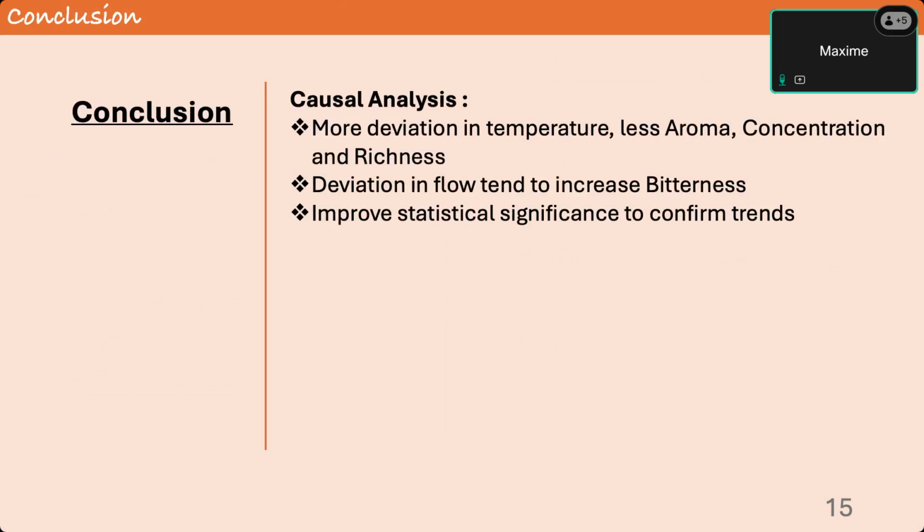So just for a summary of our presentation, in the conclusion, we can say that despite the constraint of our data set, a few trends can be highlighted. The more the temperature is inconsistent, the more it is deficient, the less aroma we have. When the temperature is not reaching the target, the coffee has less aroma, less concentration, and also less richness. And also the deviation in the flow tends to increase the bitterness in the coffee.